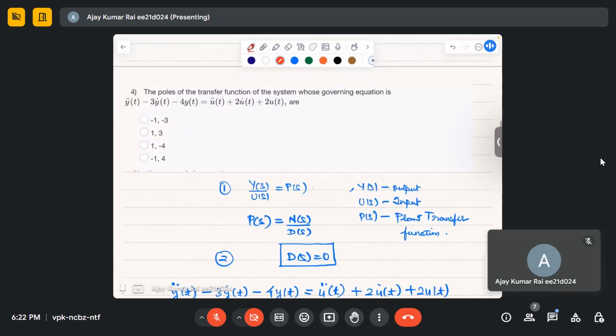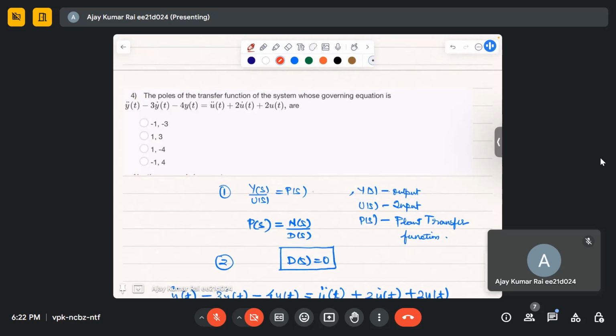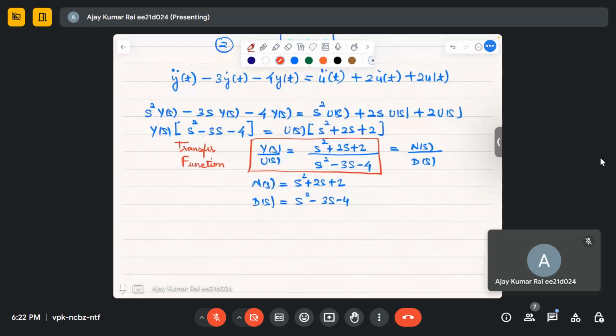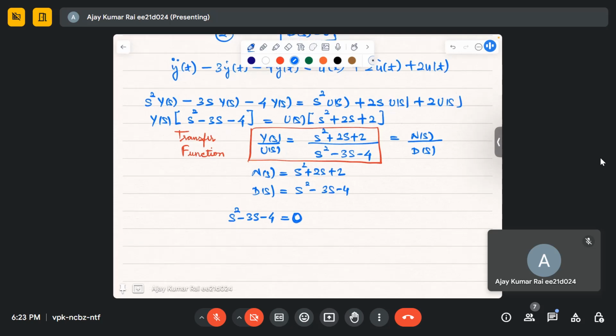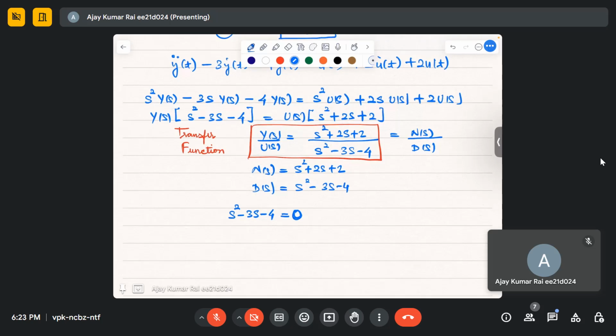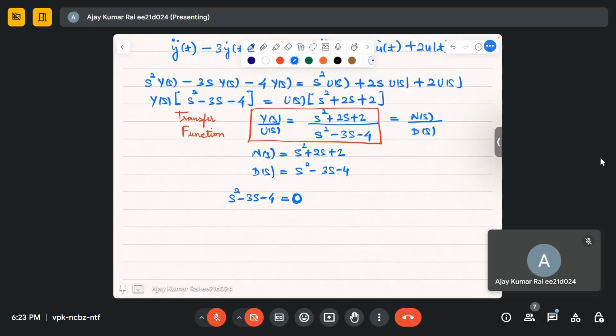And we have to find the poles of the transfer function. So how to find the poles? We have to put D(s) equal to 0. So s squared minus 3s minus 4 should be made equal to 0. The roots of this equation will be the poles of the transfer function.